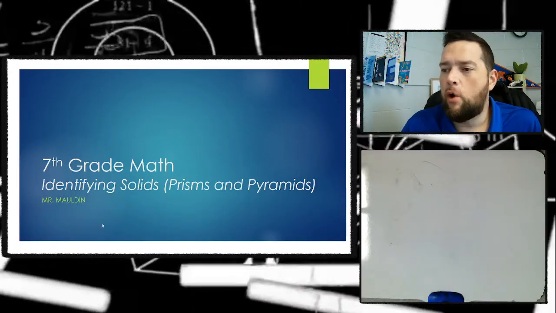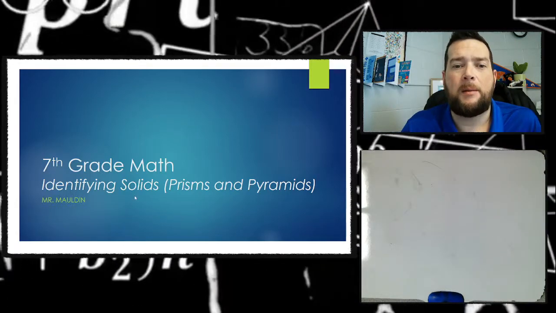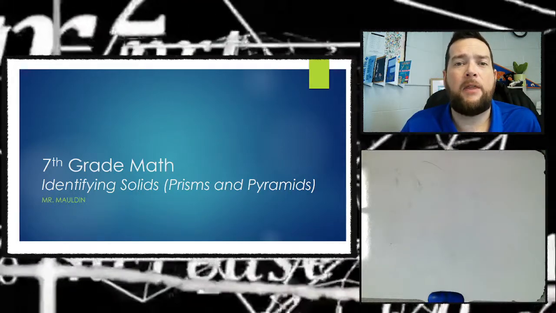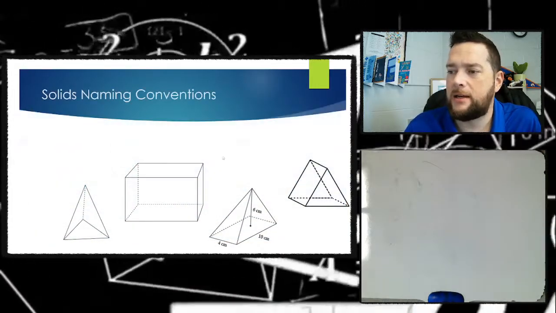Today we're going over identifying different kinds of solids, different kinds of polyhedrons, prisms, and pyramids. We just have to understand how to name them, and then we also want to understand what a cross-section is. All right, so let's just go ahead and get right into this.